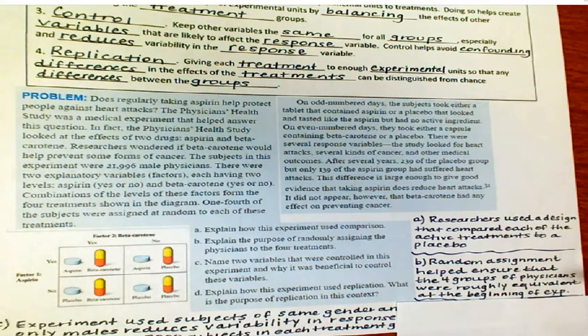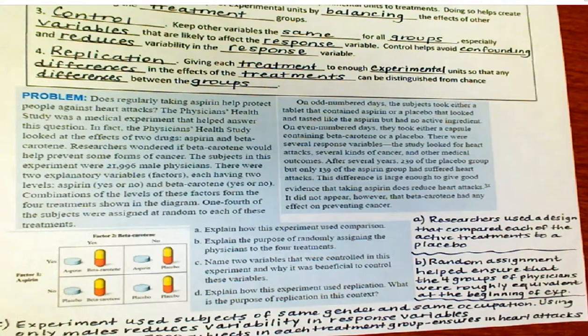Okay, part C, name 2 variables that were controlled in this experiment and why it was beneficial to control these variables.